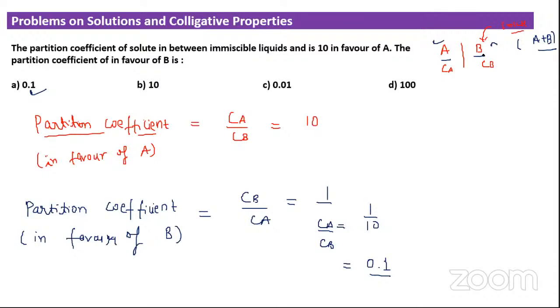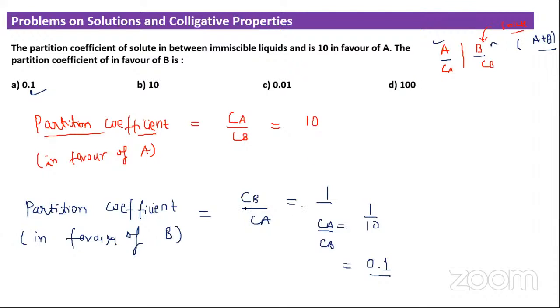और अगर हम इन फेवर बोलते हैं, दैट इज जस्ट टर्मिनोलॉजी, तो इन फेवर ऑफ A बोलते हैं तो वी कीप द कंसंट्रेशन ऑफ A इन द न्यूमरेटर, और इन फेवर ऑफ B बोलते हैं तो वी कीप द कंसंट्रेशन ऑफ B इन द न्यूमरेटर, दैट्स हाउ यू रिमेंबर इट. और पार्टीशन कोएफिशिएंट होता क्या है, इट इज अ रेशियो ऑफ कंसंट्रेशन ऑफ सॉल्यूट इन टू डिफरेंट इमिसिबल लिक्विड्स, यू कैन से. ठीक है, समझ में आ गया. Did you get this? Okay, fine.